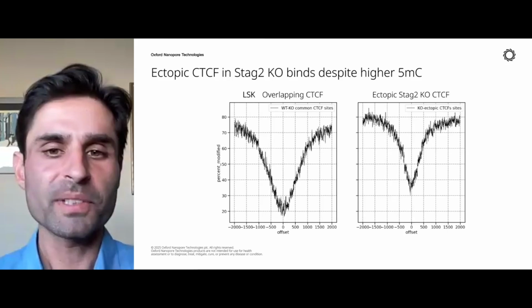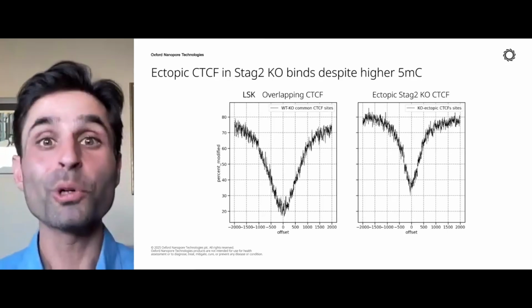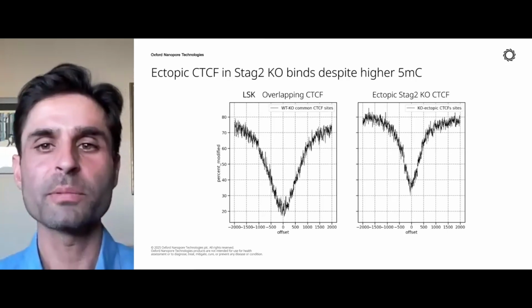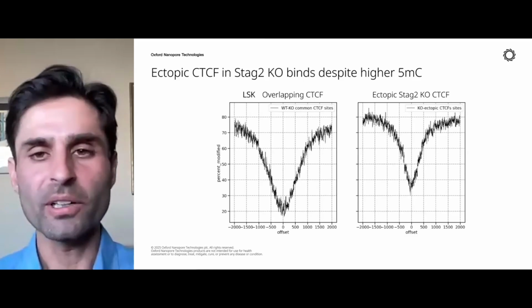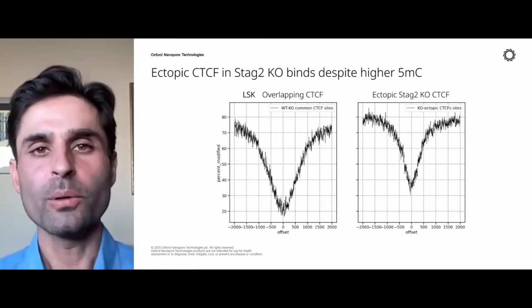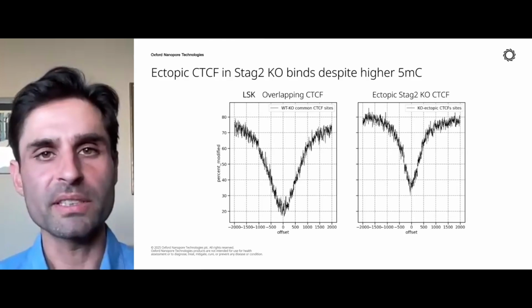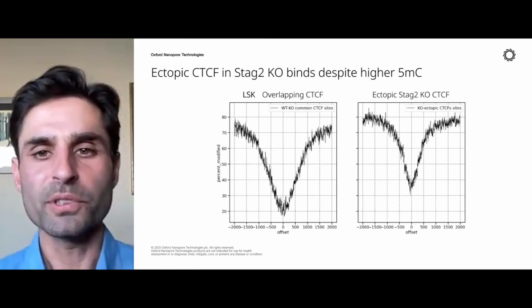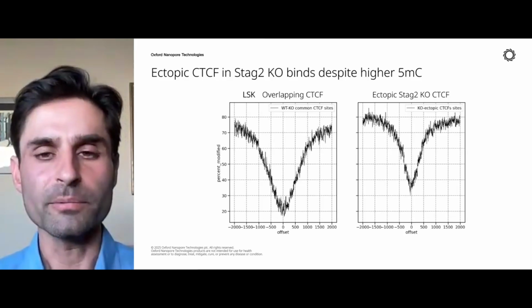So this is where we're starting to look next: what specific motifs might be at these locations? Are there specific CpGs that are important or more predictive of CTCF binding or not binding? So this is an area of ongoing research.